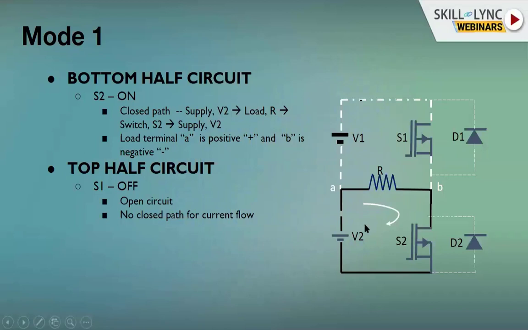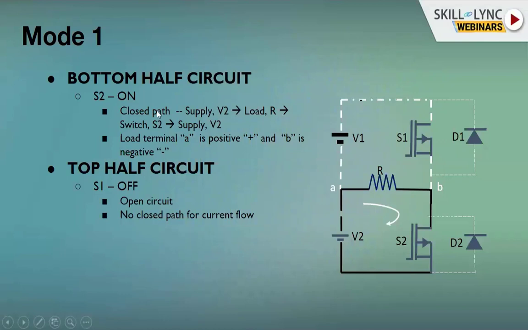Now, the positive terminal of the battery is connected to A, and when the switch is conducting, it is just a short circuit. It is just a straight line, a wire joining it when it is conducting, so it is not offering any resistance. So it's just conduction over here. And the negative end of the battery source is connected to B. So the voltage seen by the load is positive.